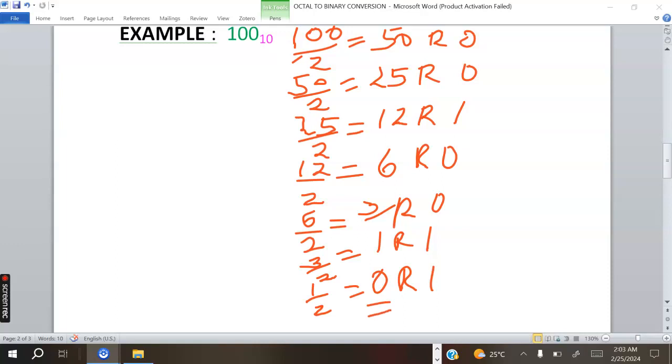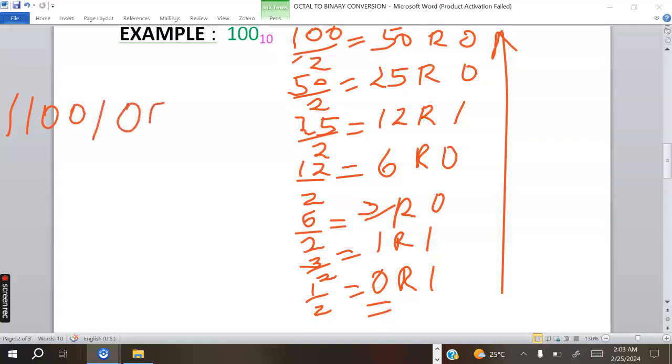Okay, having done that, the next step is to read your remainders upward like this. I usually prefer to use the arrow to give me a rough idea on how to get the answers. So you write your answers. The answers are 1, 1, 0, 0, 1, 0, 0, base 2. Remember, for a binary number which has 2 digits, you must have 2 as the base.